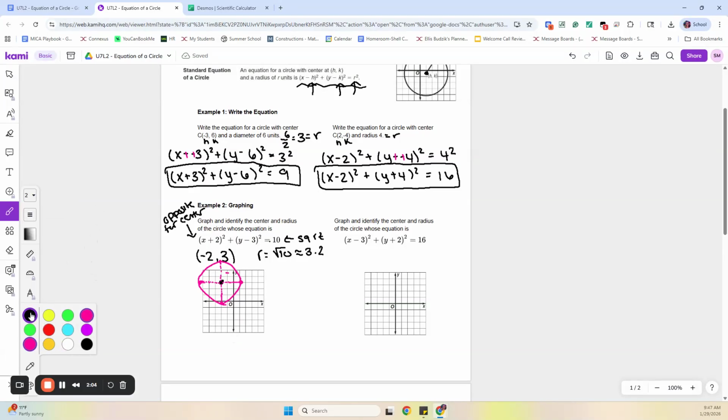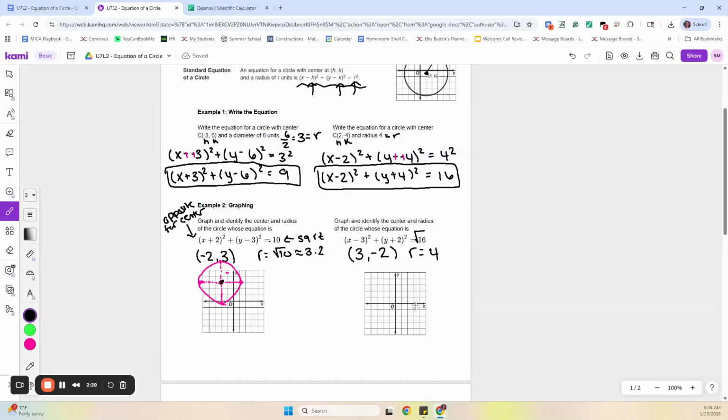And then for the next one, same thing. I'm going to do opposites here for my center. So the opposite of -3 is 3. Opposite of +2 is -2. So that's going to be our center. And then I'm going to take the square root of this. So that means my radius is going to be 4.